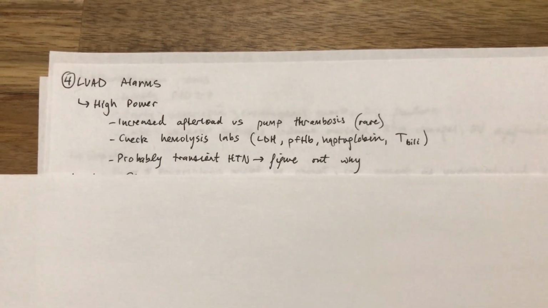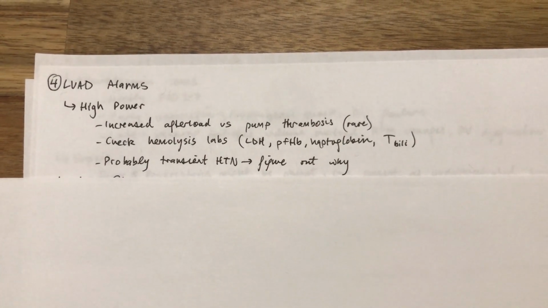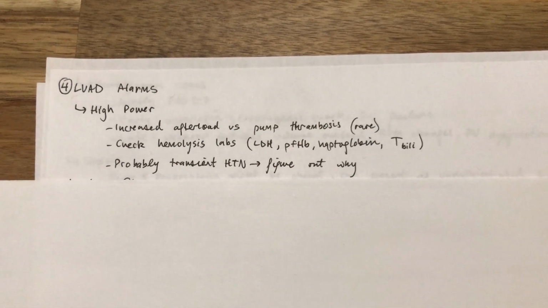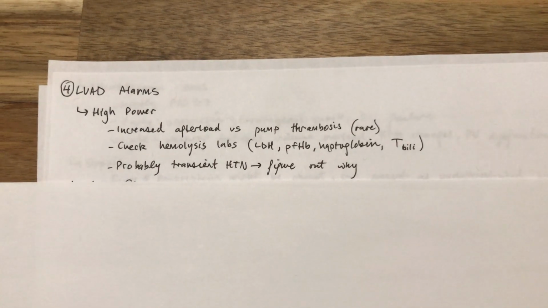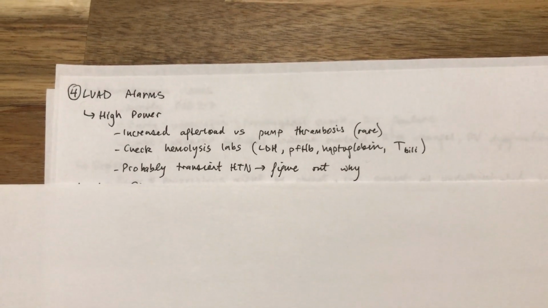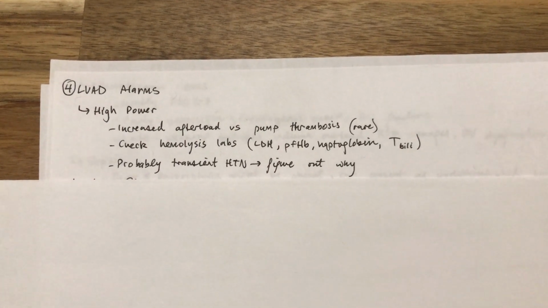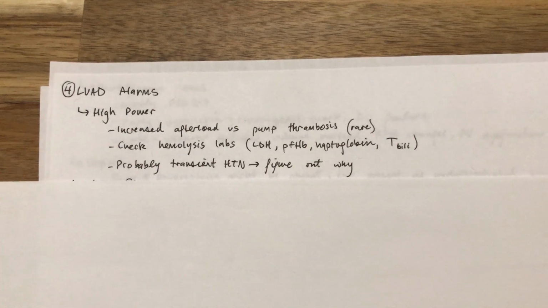Pump thrombosis is on that do not miss list. It is a surgical emergency. You can always send hemolysis labs. If these hemolysis labs are anything other than extremely abnormal, it's probably not a pump thrombosis. So it's probably just transient hypertension that can be treated by either addressing the underlying cause or by giving a short-acting vasodilator.